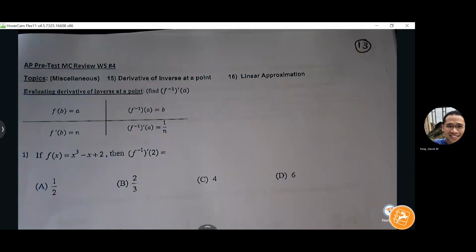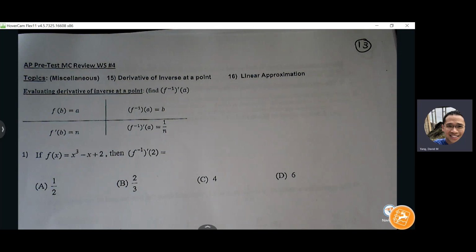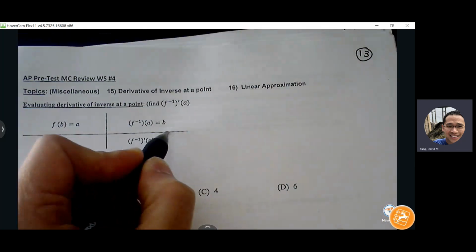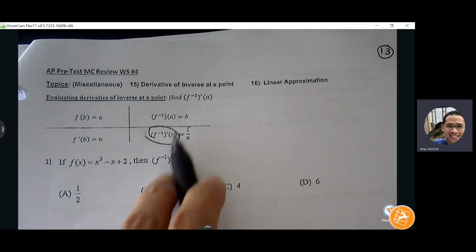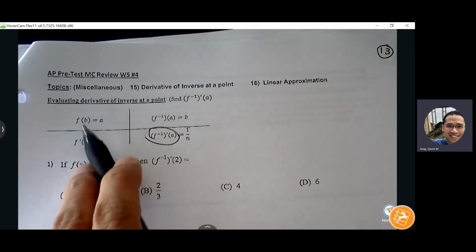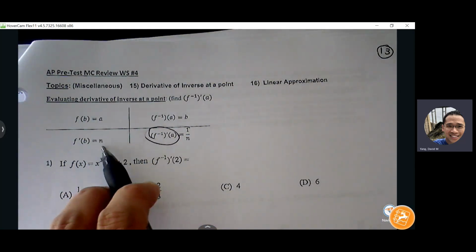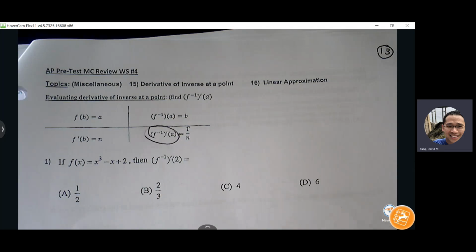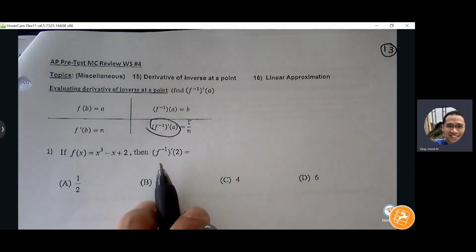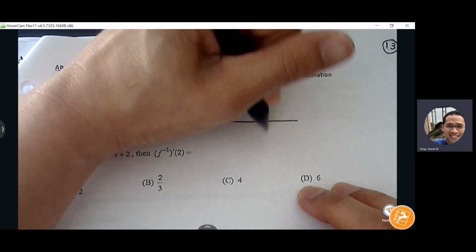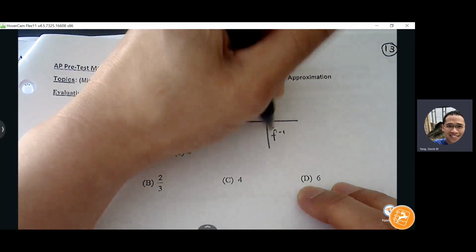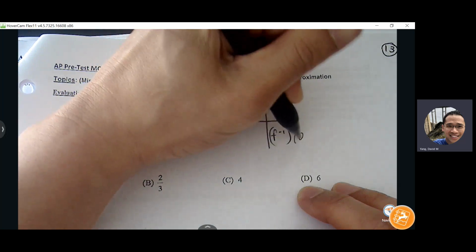Okay, so I like to use this chart to keep track of my progress. You're always looking for this piece of information. So you're going to start off with this being the unknown, and then work your way around this chart. By the time you get here, you'll have enough information to determine the slope that you're looking for. So number one, it says f of x is x cubed minus x plus 2. Find the derivative of f inverse at 2. So I'm going to start by using a chart here indicating that this is what I'm looking for, the derivative of f inverse of 2.